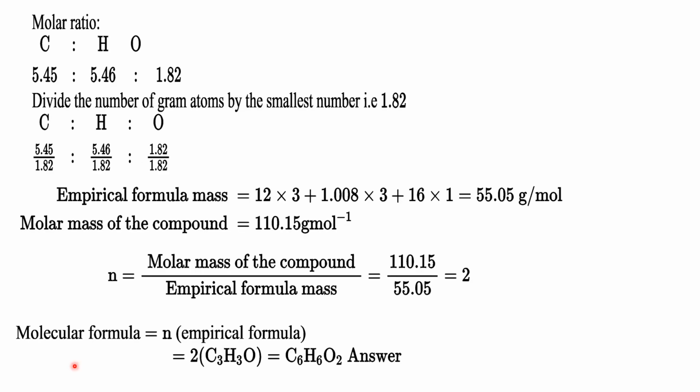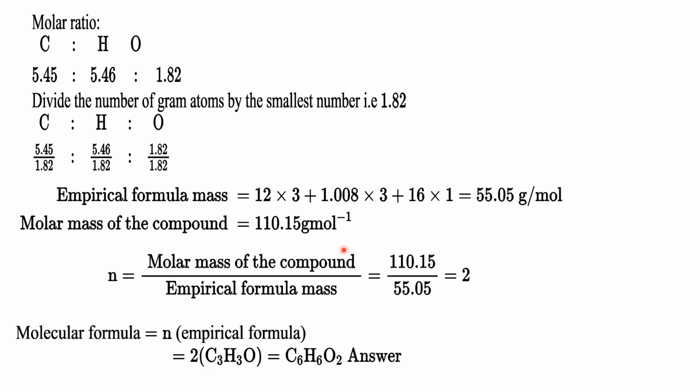Okay, here is the solution. We are given the gram atoms of the elements, which are 5.54, 5.46 and 1.82. In gram atoms को हम divide करेंगे smallest number of gram atoms से, and we will get the empirical formula. So empirical formula mass हम find out करेंगे 12 into 3 plus 1.008, and the answer would be 55.05 gram per mole. And the molar mass of the compound is 110.15 gram per mole, जो कि हमें given था.